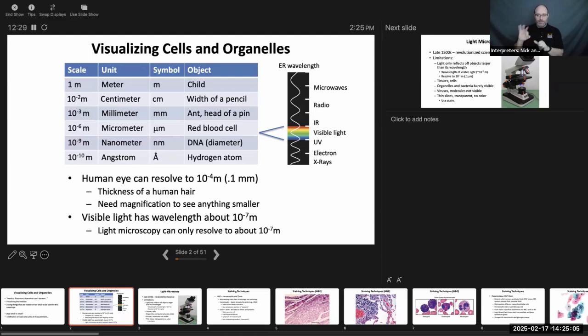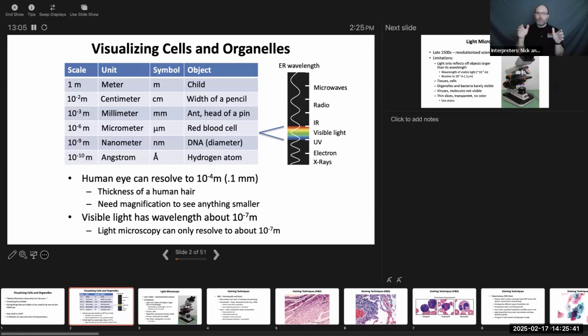If you have an object that's smaller than that, like a molecule or an atom, visible light cannot reflect off it. In order to see something with visible light, the light has to hit the object and bounce back to your eye. If the light can't bounce off of something that's too small, that means that it is theoretically impossible to see it. So individual atoms and molecules, because they're smaller than 10 to the minus 7 meters in size, mean that light cannot reflect off of them.